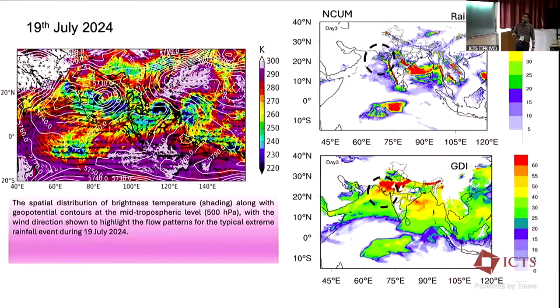For example, there is a case, and there are false alarms too. I'm not saying that GDI is the solution for a better forecast. There is an event that happened on 19th July 2024, where you can see a large MTC kind of circulation over the Indian region.